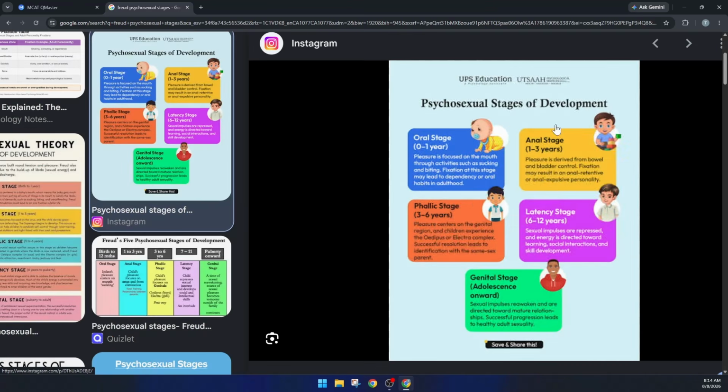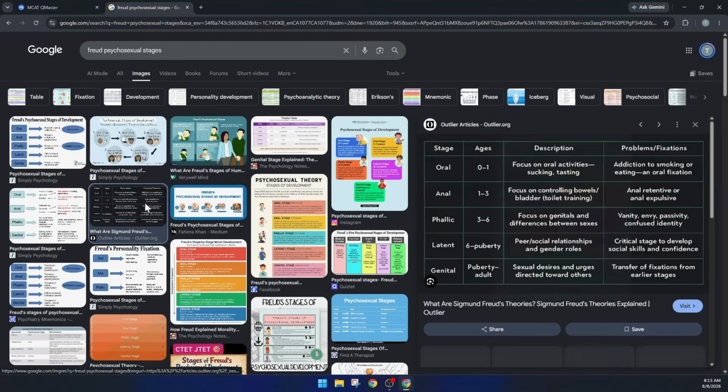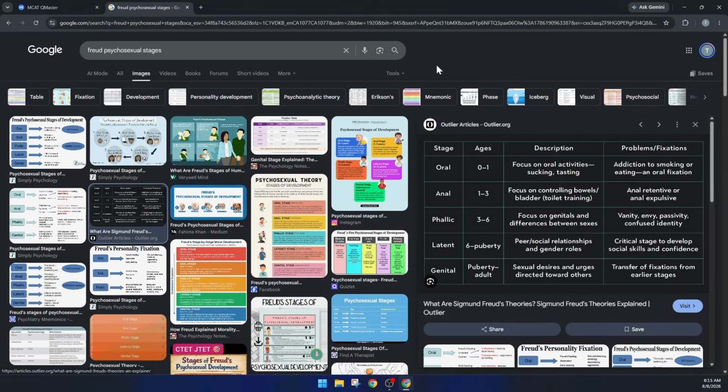So just read up about each stage as well and understand the broader scope of the stage. Here, I'll just pause. This is a good example of a chart to memorize, right?